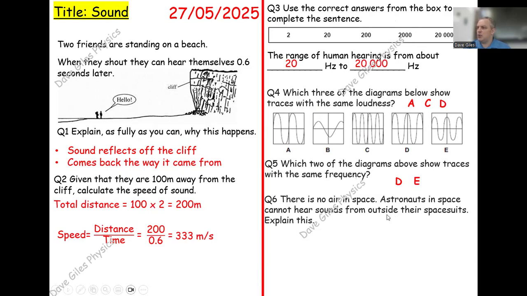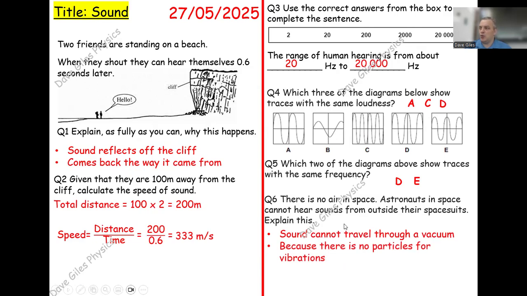There is no air in space. Astronauts in space cannot hear sound from outside their spacesuits. Explain why. Sound can't travel through a vacuum because there are no particles for vibrations.